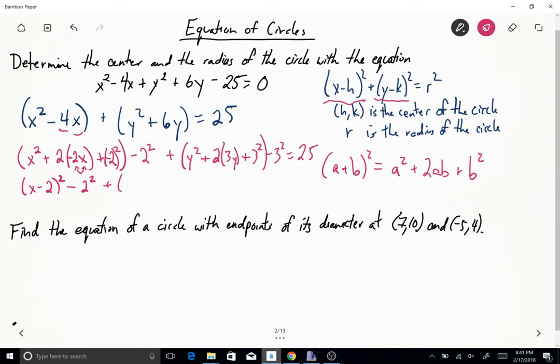is, what do we have here? We have y, and then it'll be plus 3, the quantity squared, but then we have to subtract off 3 squared, and all that equals 25. But notice this makes x minus 2, the quantity squared.